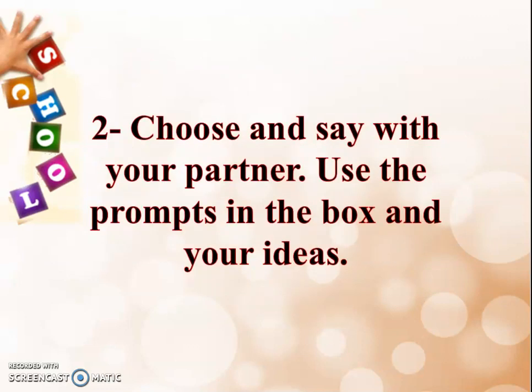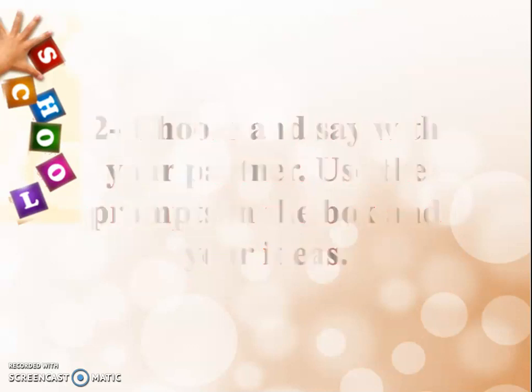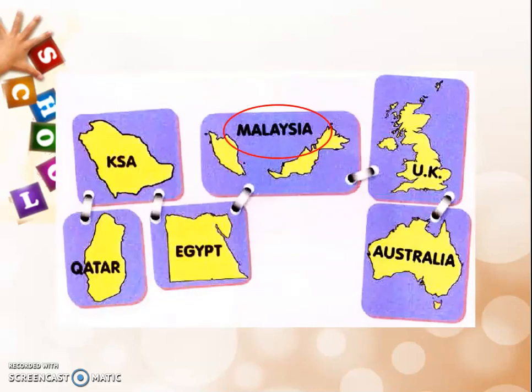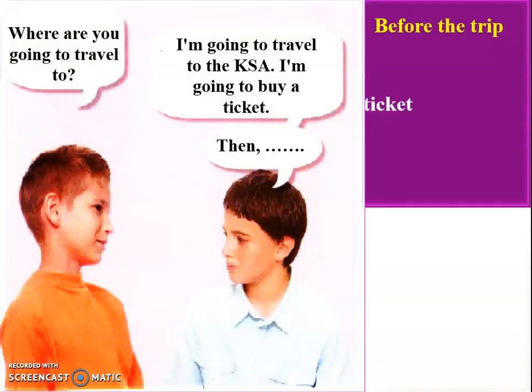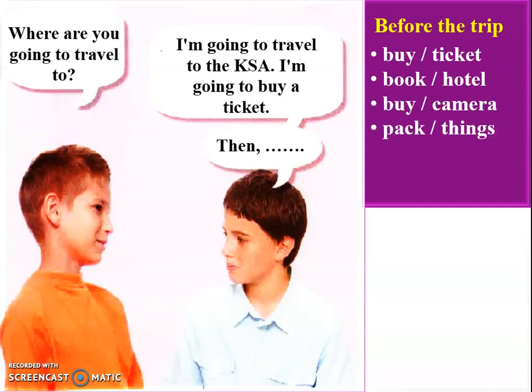Now we choose and say with your partner, use the prompts in the box and your IDs. Here you have Malaysia, KSA, Egypt, Qatar, the United Kingdom, and Australia. These are names of countries. So, first thing here we have, where are you going to travel to? I am going to travel to the KSA. I am going to buy a ticket.